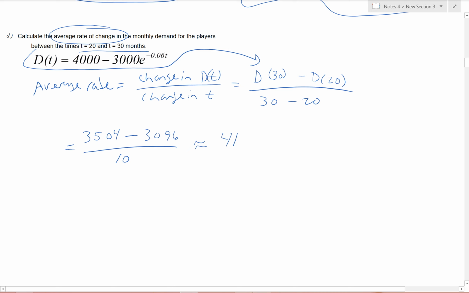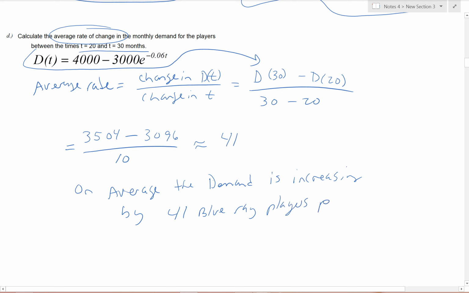The answer should always be in units. So on average, the sale or demand is increasing by 41 Blu-ray players per month. So Blu-ray players per month over those 10 months.